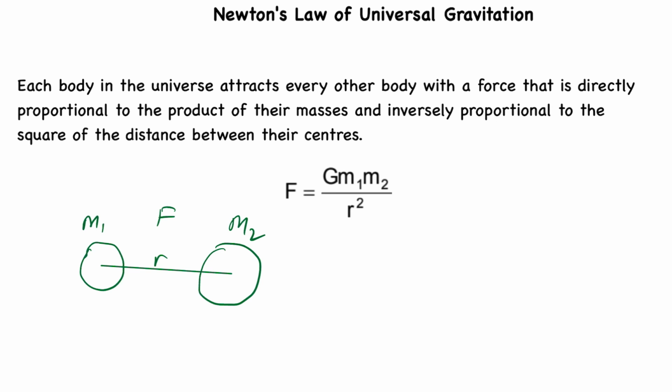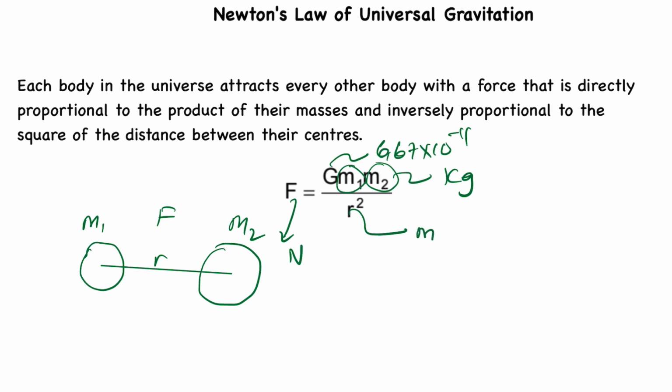It's a squared distance. We know the force is measured in newtons, and this G is a universal constant. It's 6.67 times 10 to the power negative 11, and mass 1 and mass 2 must be in kilograms, and this is the distance between them. It can have the symbol D or R. It's measured in meters. All the time it must be in meters.